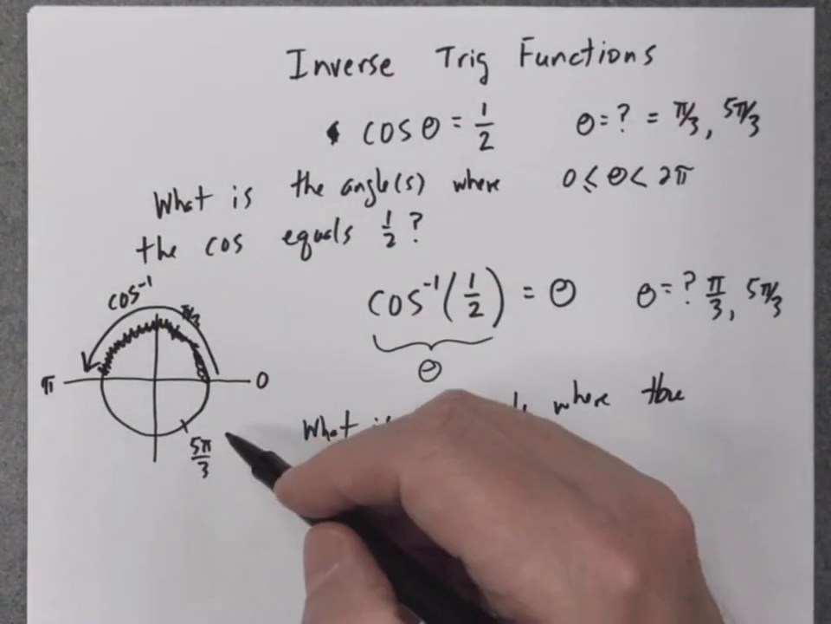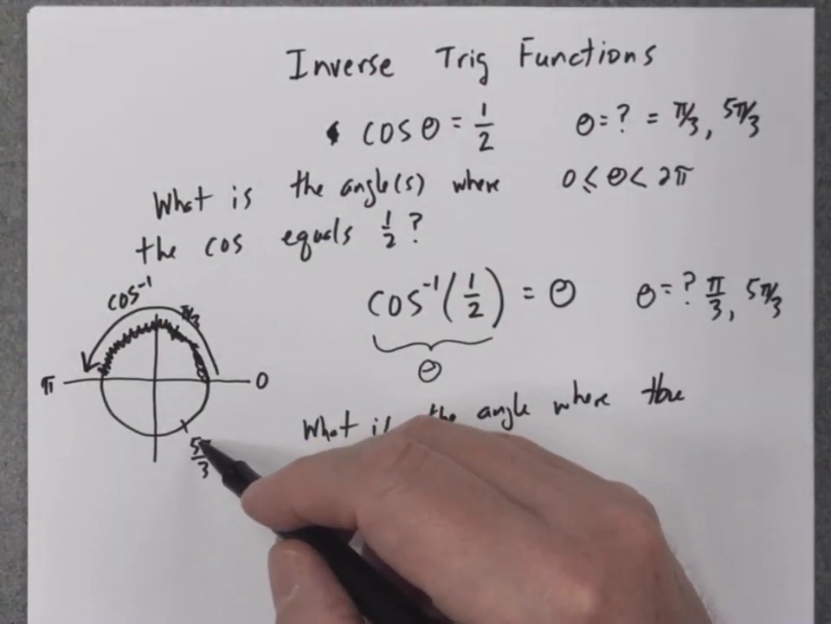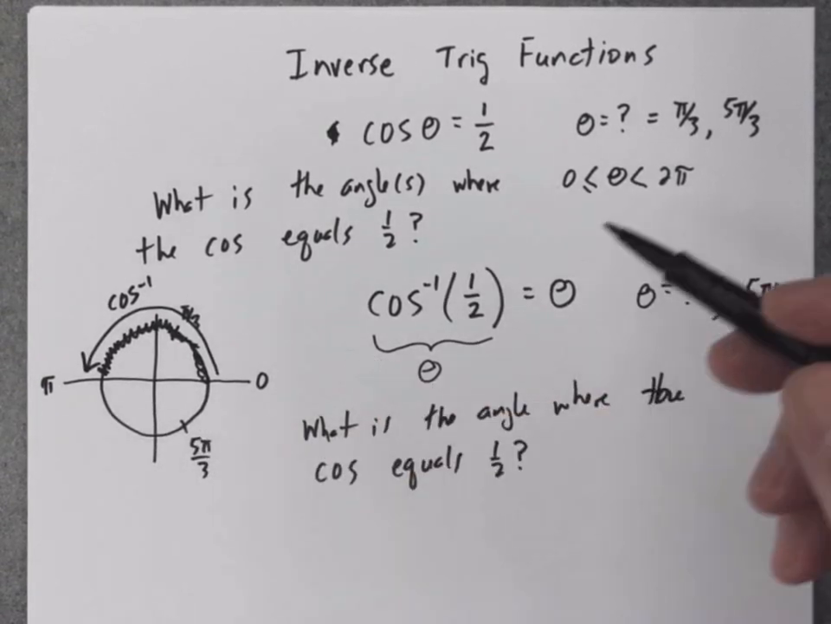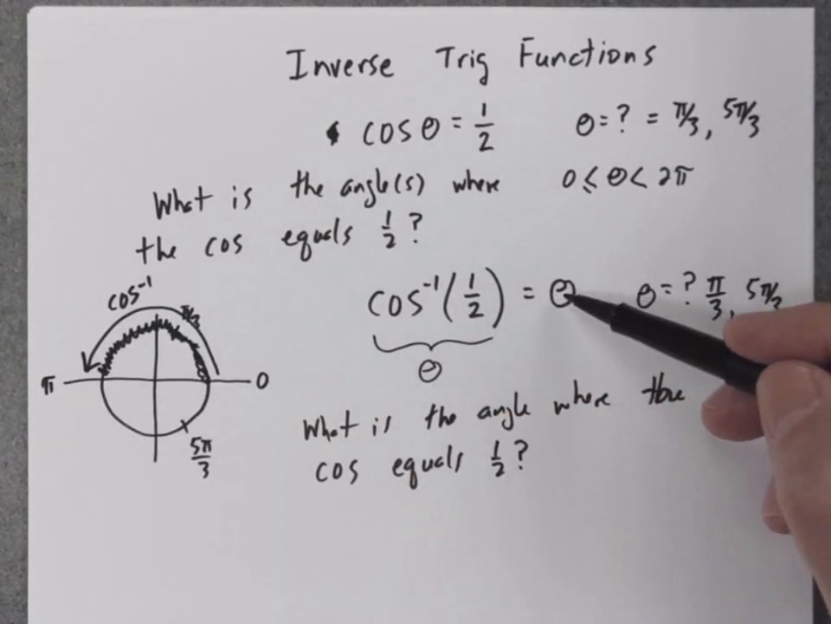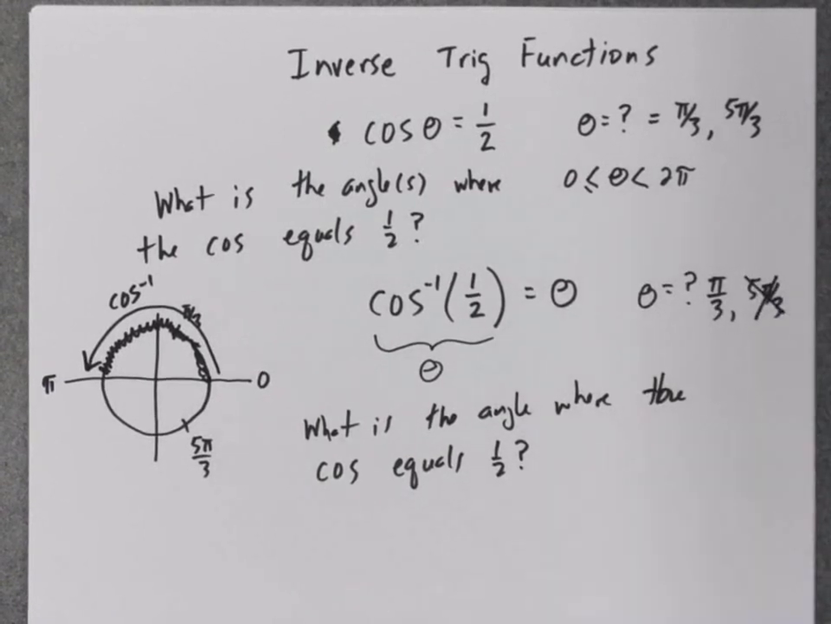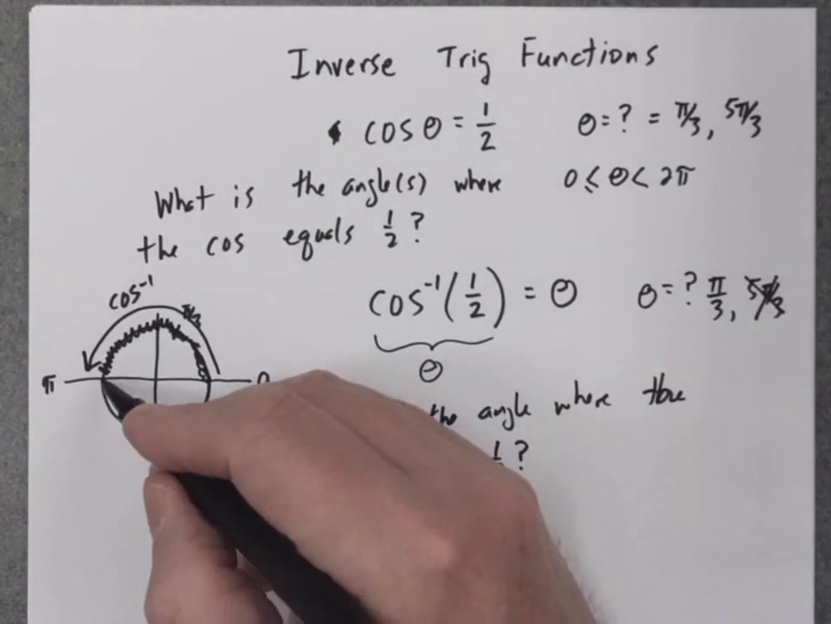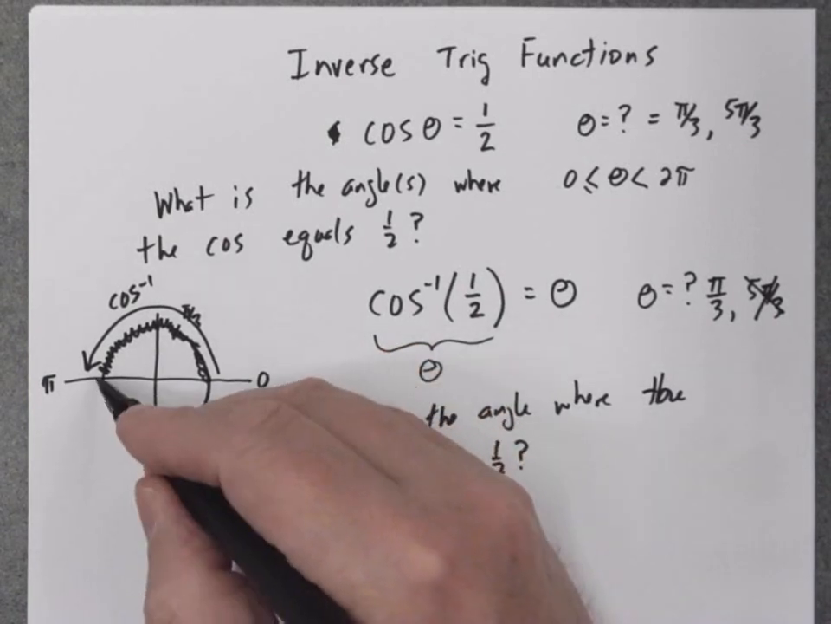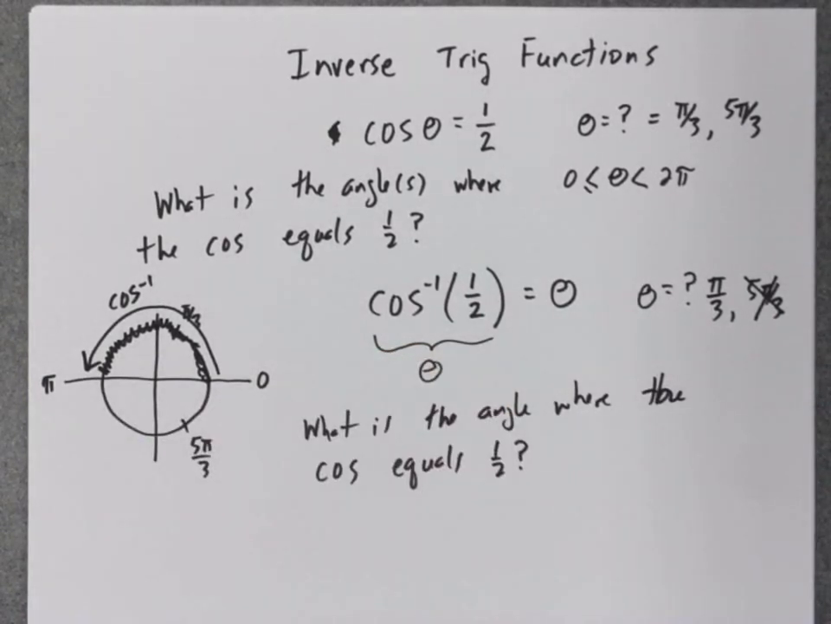In other words, you would think 5 pi over 3 would also be an angle, but we're not allowed to use any angles on the bottom half of the unit circle. So that's the very important and unique property of inverse cosine functions.